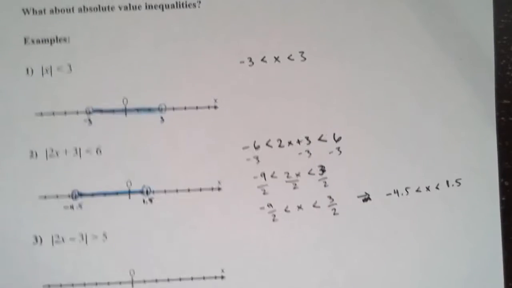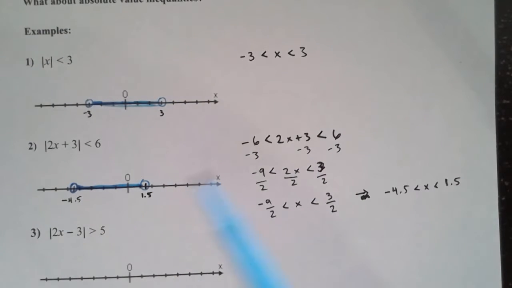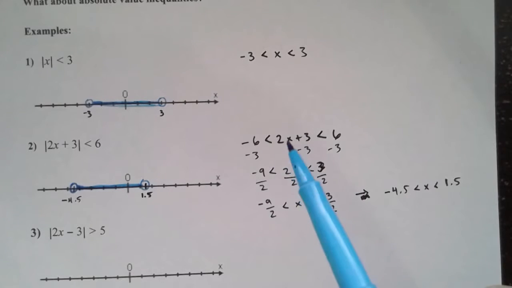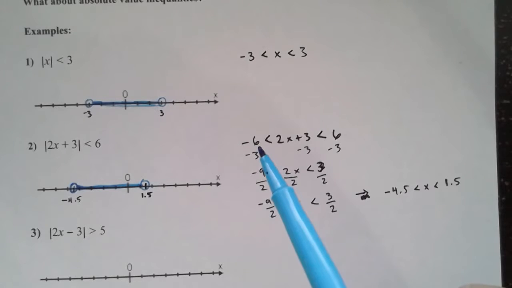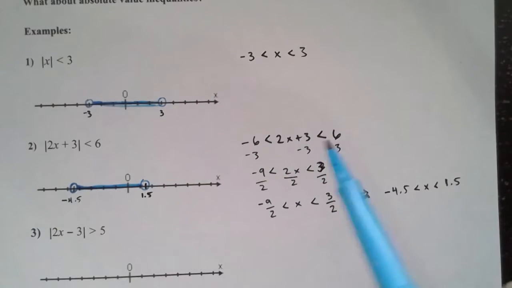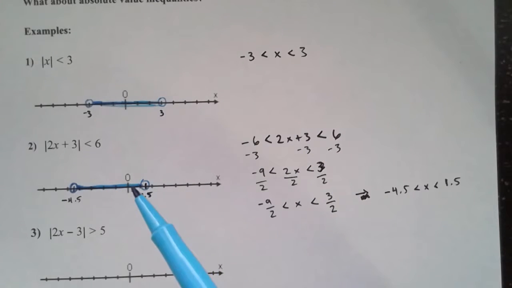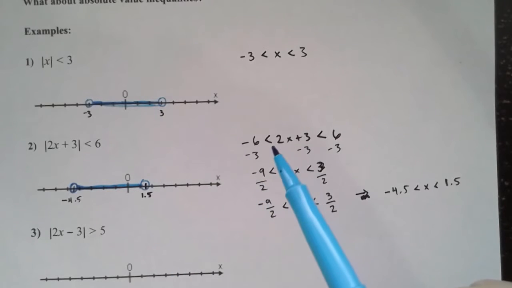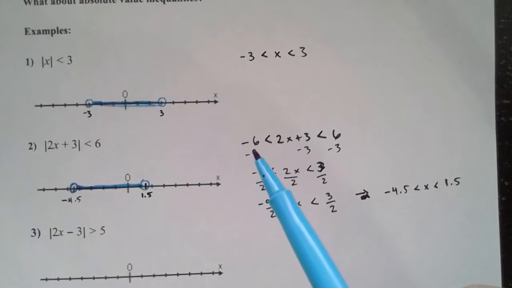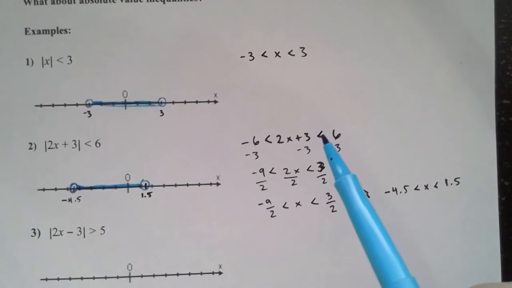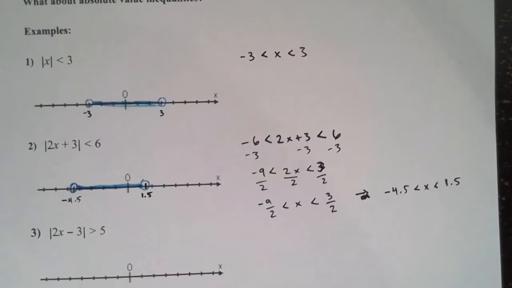And again, just think about what this means. If you plug in 0 here, this would cancel, so you get just 3. 3 is greater than negative 6. But 3 is less than 6, so this statement holds. If you plug in, I don't know, 1, 2 times 1 is 2, plus 3, you get 5. 5 is greater than negative 6, but 5 is less than 6. So again, the statement holds.